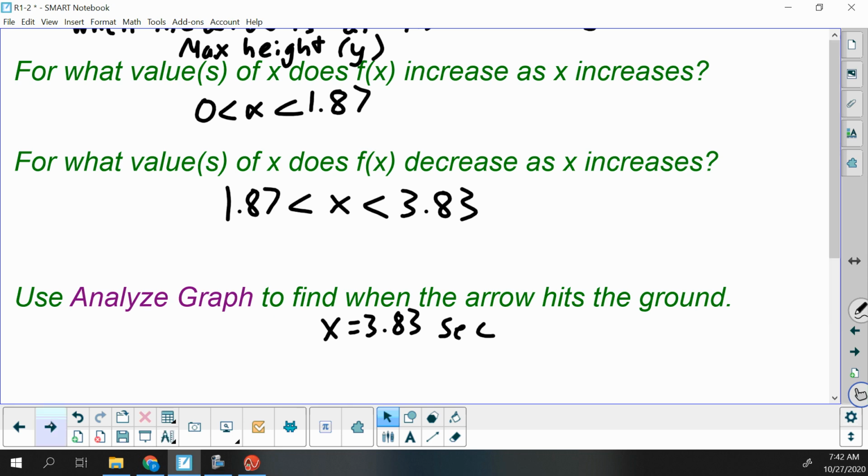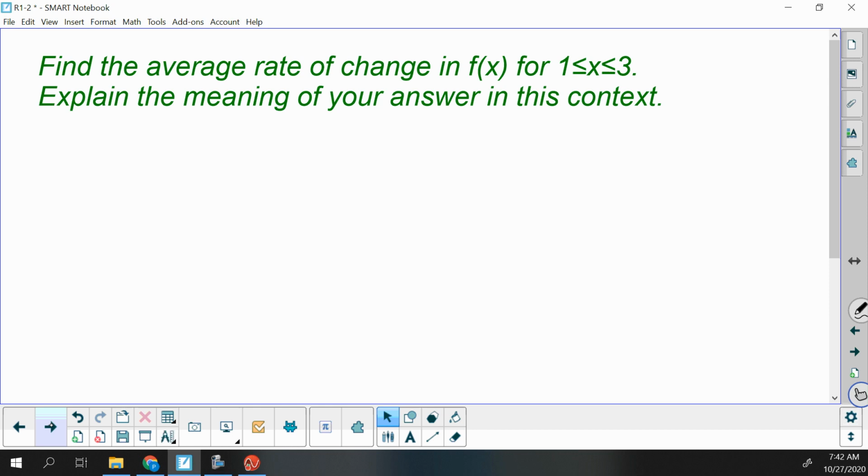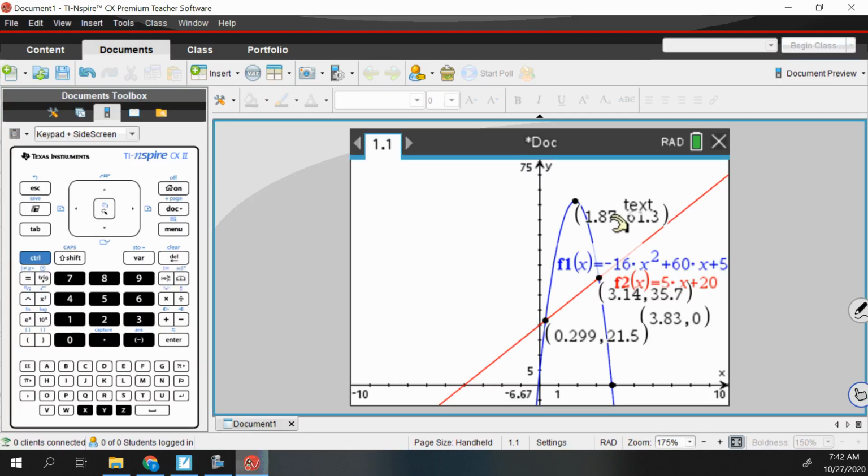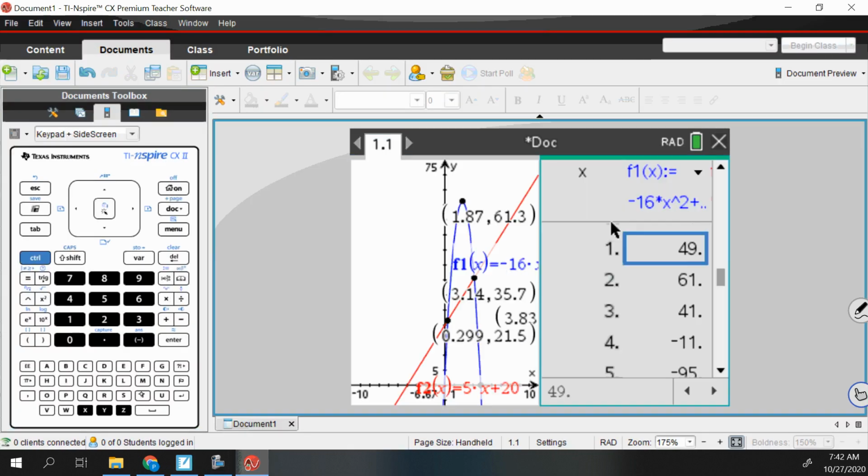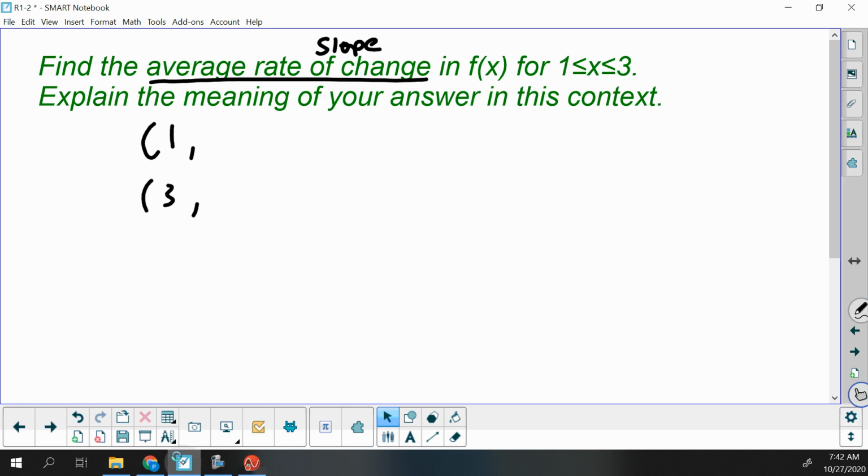Down on the bottom, last one for this video, what's the average rate of change? When you see average rate of change, we need to think slope. So we want to go from 1 to 3, and we're doing it for f of x. So we're going to have 1 comma something and 3 comma something. Let's go to our table by hitting Control T. And for f of x, 1 was 49 and 3 was 41.